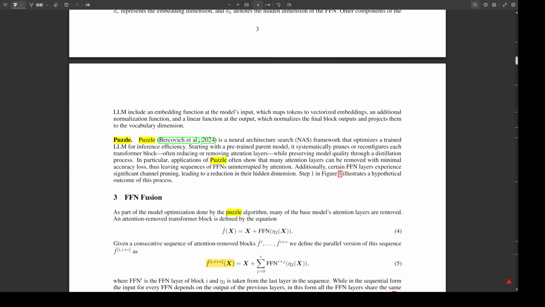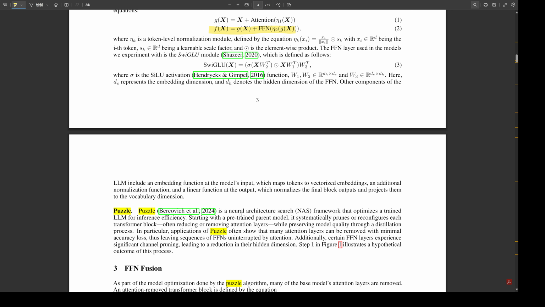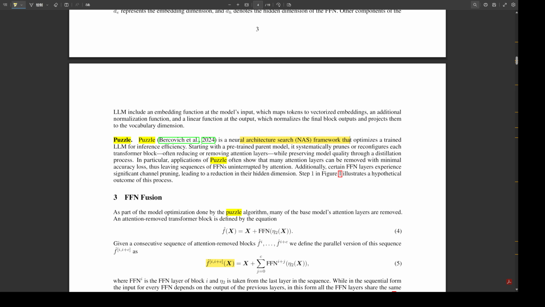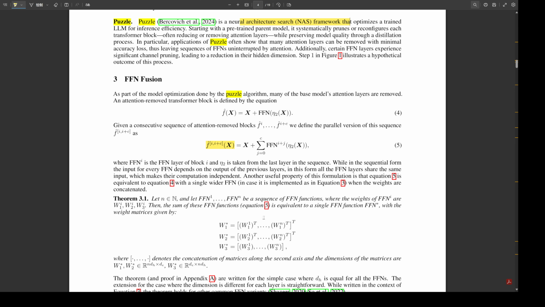And then the second step is where the actual FFN fusion comes in. Right. So we've got these consecutive FFN layers, especially the ones that Puzzle has identified as being good candidates. What happens next? Well, the idea is to take those consecutive layers and merge them into a single, wider FFN layer. So instead of having, let's say, 3 FFN layers processing one after another, you have one bigger layer that can handle all of those calculations in a more parallelized way.